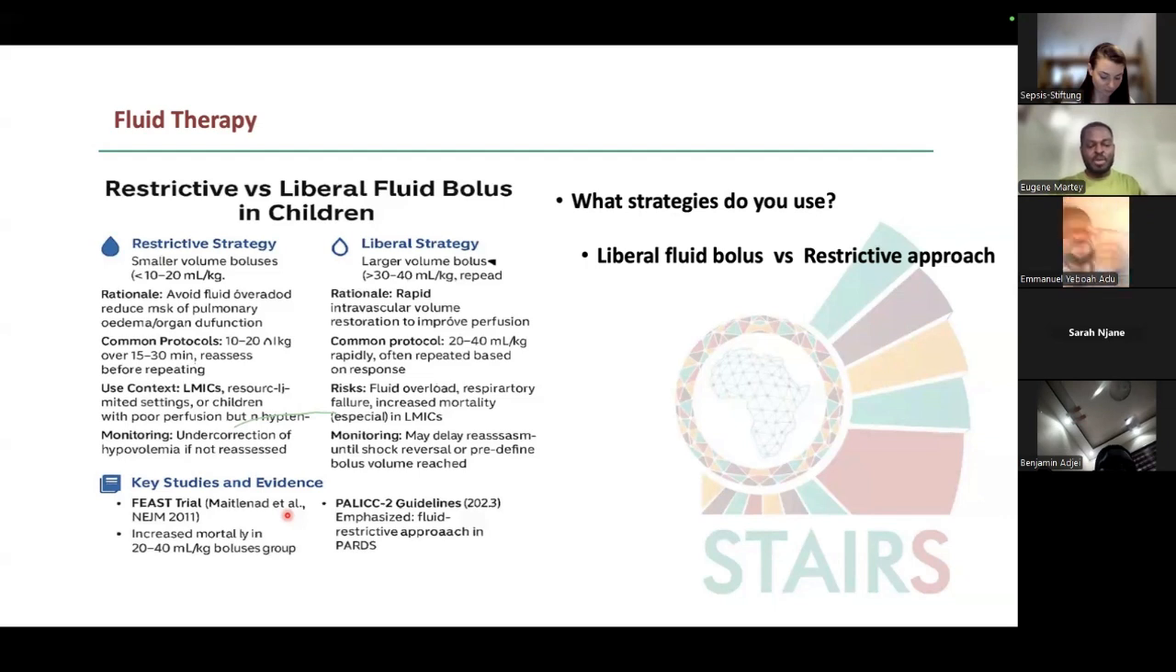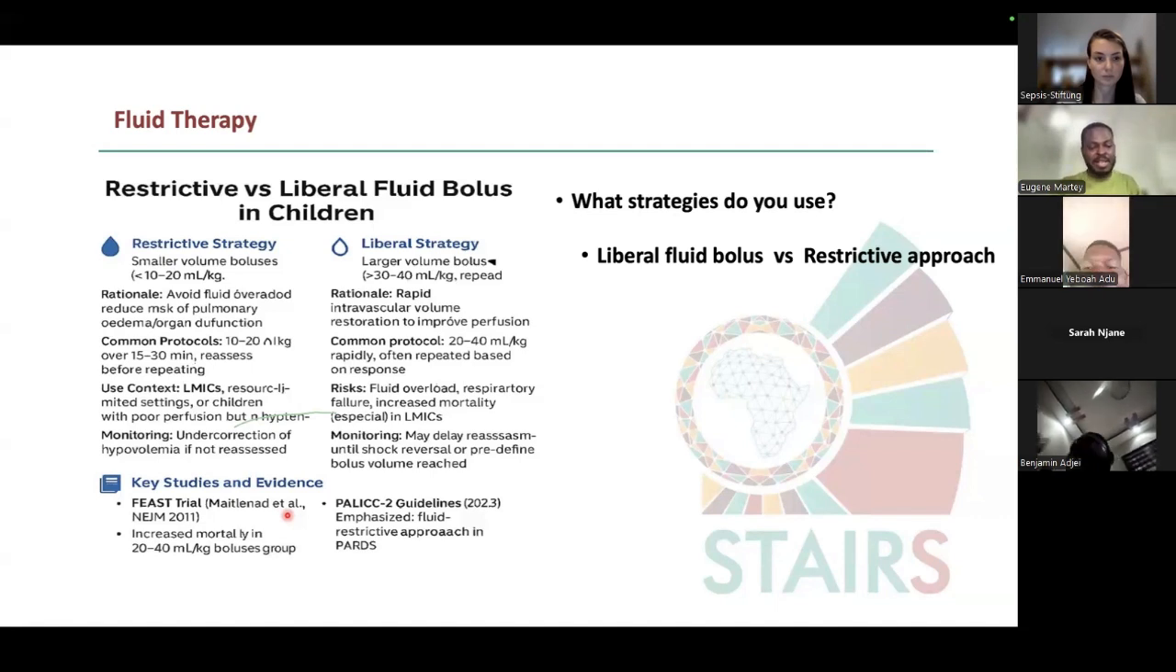Previously, we used to say fill the tank. We used to say give as much fluid as possible. So we would give 20 mils per kg, and keep repeating until we got to 60 mils per kg before we started deciding whether or not to add on a vasopressor. Now, it's been noted that in critically ill children, especially African children, a lot of fluid boluses can actually result in poor outcome or harm in these patients.